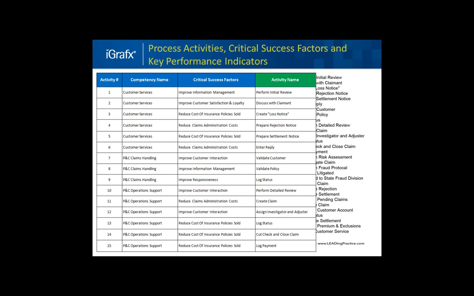The value aspects, they get created in the process, but they don't come from the process. So here we see some of the value drivers they would have: improve information management, improve customer satisfaction and loyalty. We actually see the activity name, meaning perform initial review, links to improve information management. To discuss with the claimant, what is the driver there that the insurance organization has? It is to improve customer satisfaction and loyalty.